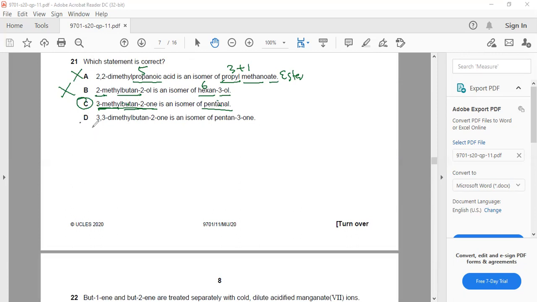Let's see D. 3,3-dimethyl means 2 carbon here. Butane means 4 carbon here, so 6. And here how many carbon? 5. Wrong. So you see, if you remember this technique, you save a lot of time. Otherwise, people will be drawing everything, and when you reach C, it will take 4 to 5 minutes wasted.